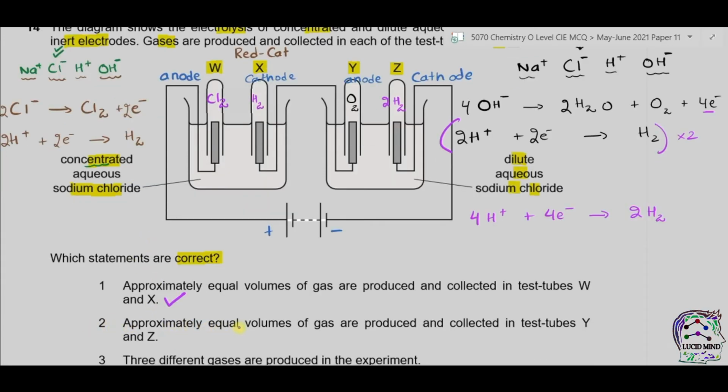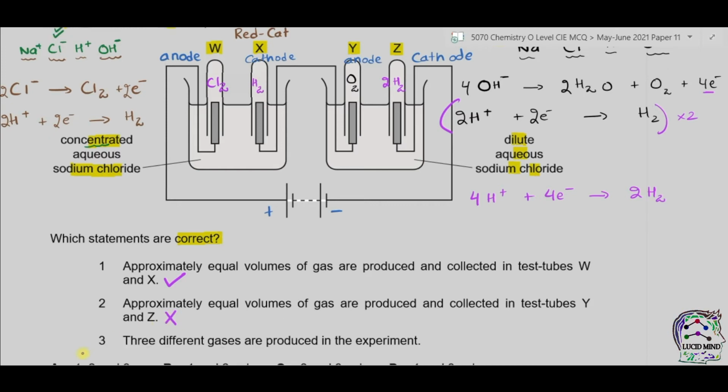Part 2. Approximately equal volumes of gas are produced and collected in test tubes Y and Z. In Y we have 1 mole of oxygen being formed by the loss of 4 electrons. In Z we have 2 moles of hydrogen being formed by the gain of 4 electrons. So therefore they are not equal.